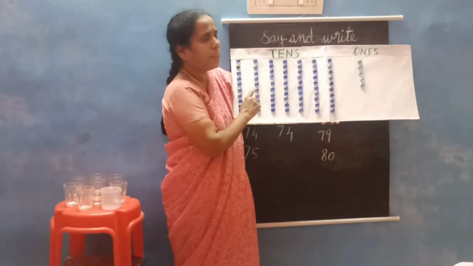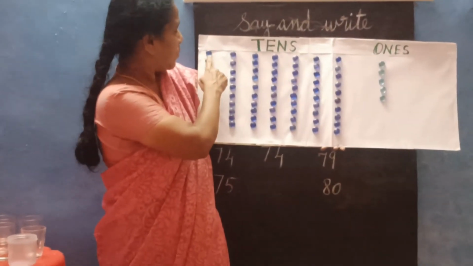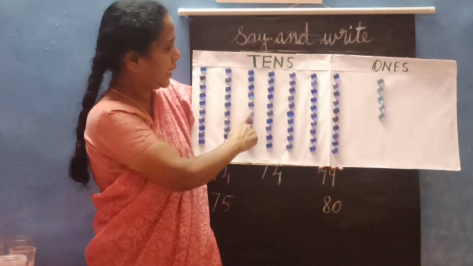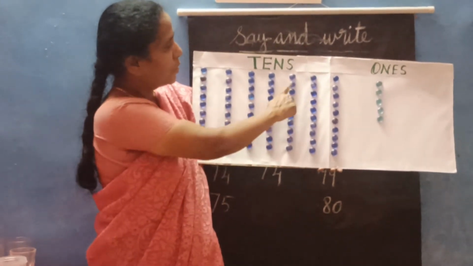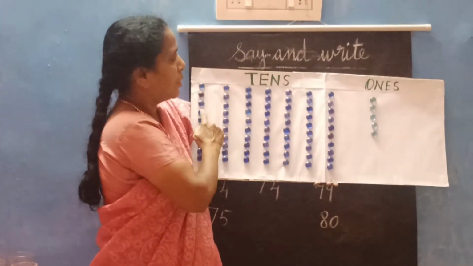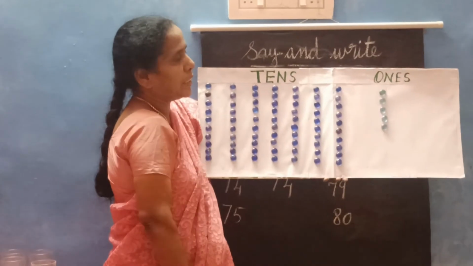In 75, how many tens are there? How many ones are there? We will see. Okay. Let's count. 1 ten, 2 tens, 3 tens, 4 tens, 5 tens, 6 tens, 7 tens. How many tens are there? 7 tens. In the ones place, how many ones are there?